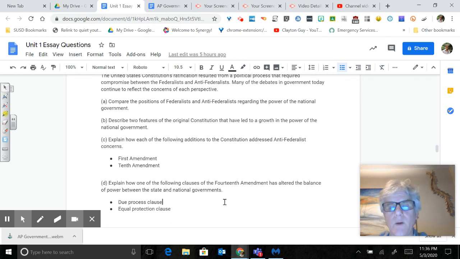The First Amendment was the freedom of speech, religion, press. The federal government couldn't create a national religion, couldn't do these things. So the First Amendment addressed the concerns of the anti-federalists. The 10th Amendment was a really big amendment for the anti-federalists because it basically stated if it's not specifically written in the Constitution and it's not denied to the states, the power goes to the states.